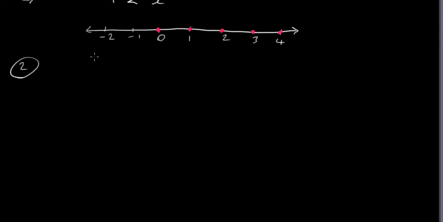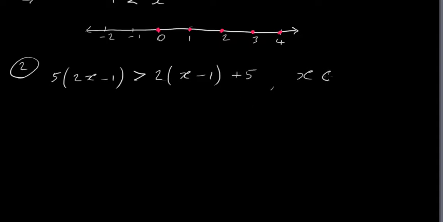Okay, question 2. Let's take 5, let's say 5 times 2x minus 1 is greater than, 2, well, no, let's say we put that outside the bracket, so we'll say 2 times x minus 1 and plus 5. This time we'll say that x is an element of N. So x at this time is a natural number. So let's have a look at solving that.